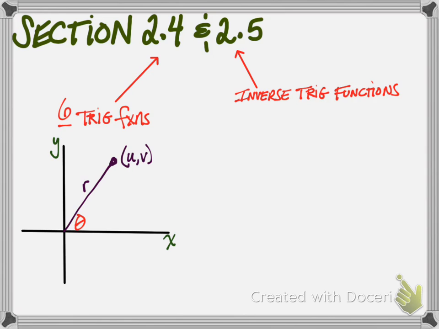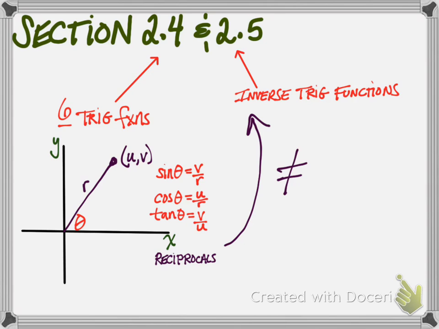So if I have the coordinate u, v, a distance r from 0, and angle theta in standard position, we know that sine of theta is v over r. Cosine of theta is u over r, tangent theta is v over u. And we look at the reciprocals. So reciprocals are 1 over the quantity, which gives us our other 3 trig functions, which is not the same as an inverse, as we'll see in a minute.